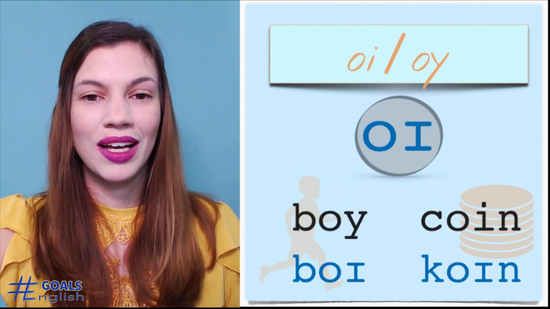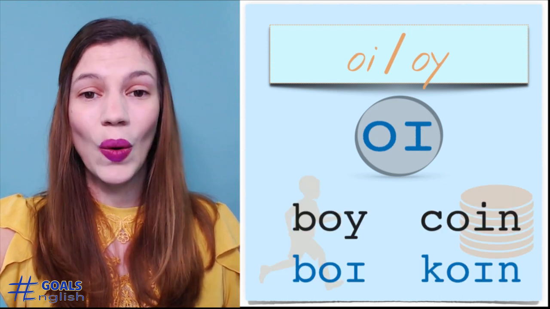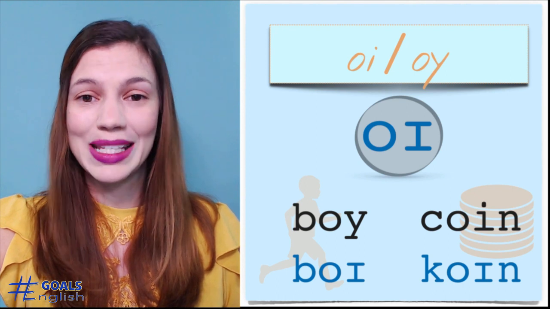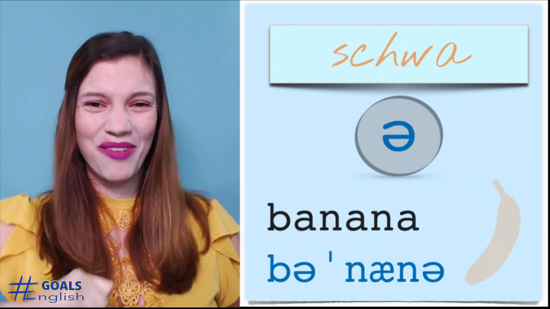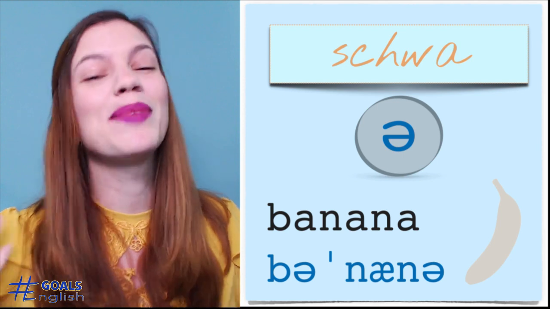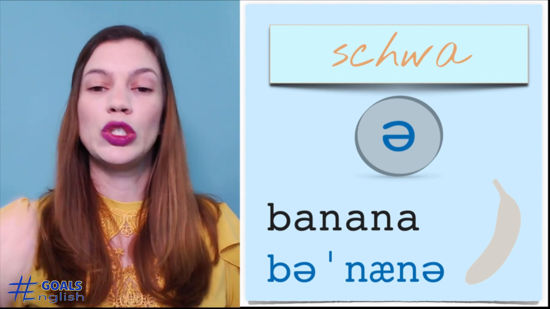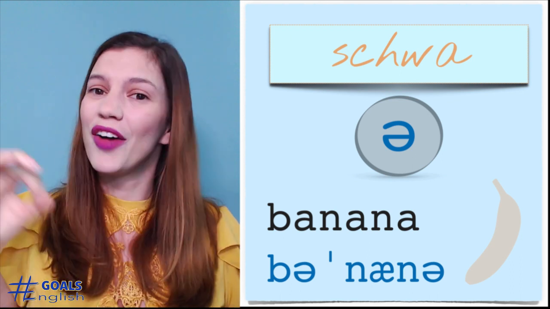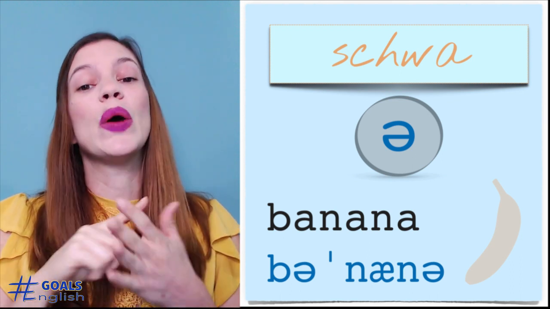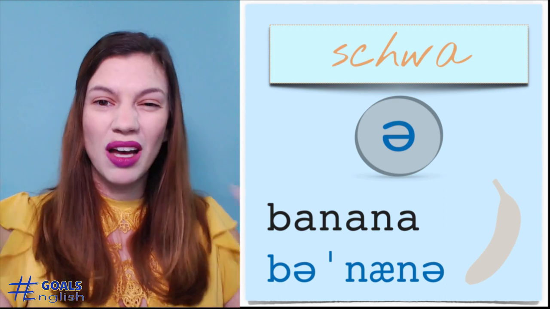Oi, as in coin, or oy, as in boy. And then we have the schwa, which is, I don't know why, but it's my favorite one. So this little upside down e is an unstressed vowel sound. Any of the written vowels A, E, I, O, U, and Y can become a schwa.